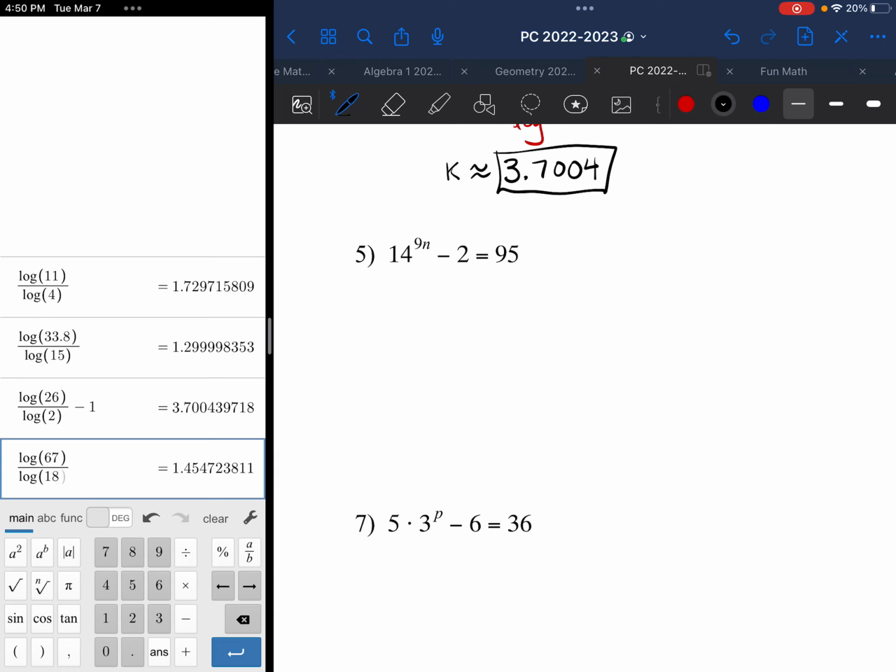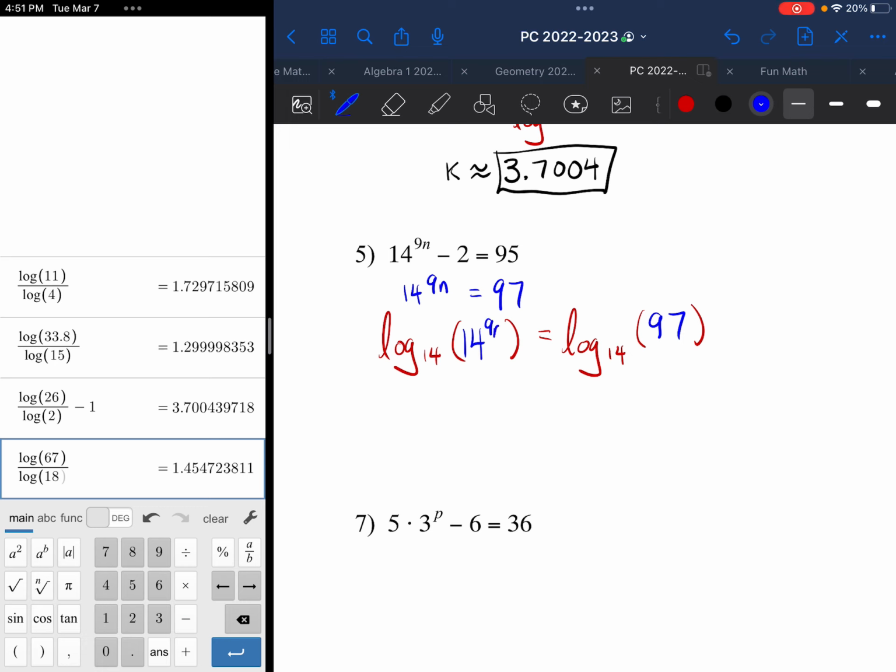Again, number 15, you need to get rid of this pesky plus 2. It's not part of the exponential. So we're going to add 2 to both sides to get just 14 to the power of 9n, and that is equal to, if I add 2 to that, 97. And then from here, I'm going to take the log of both sides. So I'm going to say log base 14, because our base is 14, of that inside is going to be equal to log base 14 of the 97. We'll write that in now. 97 and 14 to the power of 9n.